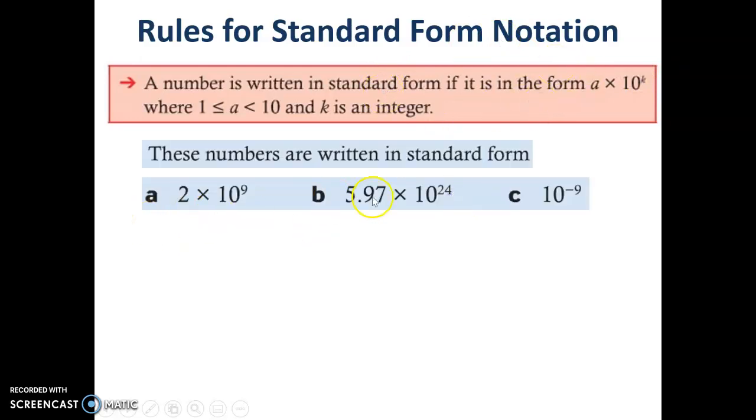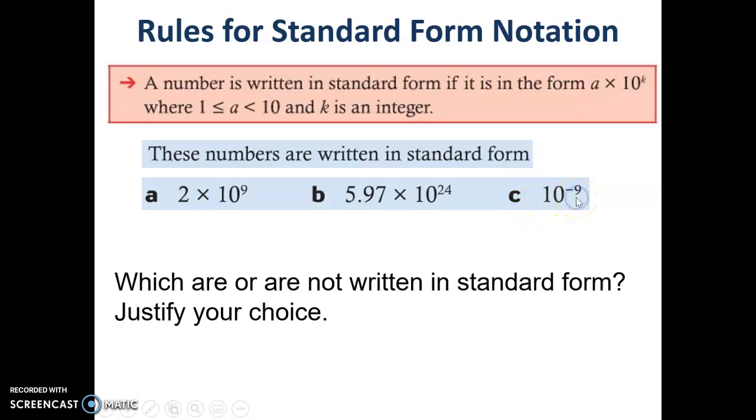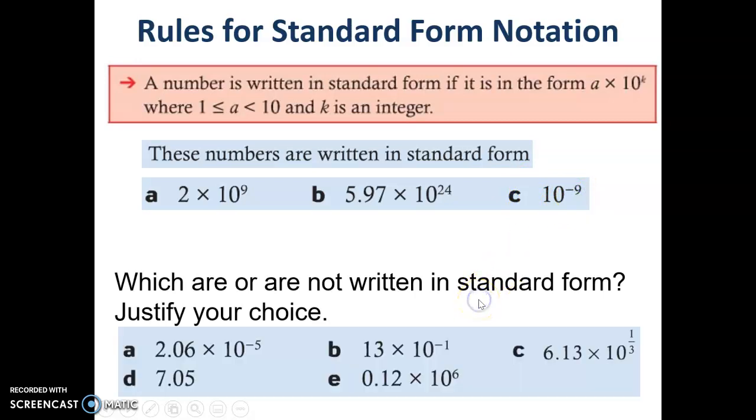So these numbers are written in scientific notation. They follow the rule. Look, 2 is a number between 1 and 10 times 10 to an integer power. And here we also have a number between 1 and 10. This whole number, 5.97, is between 1 and 10 even though there's a decimal value, and the exponent is an integer. And here we don't see anything, but this is okay for scientific notation, because this just means 1 times 10 to this value. Okay, so which of the below are written in standard form or scientific notation, and justify your choice.